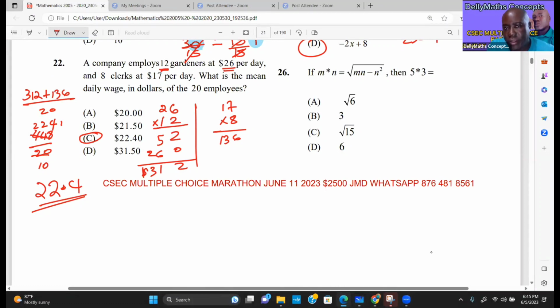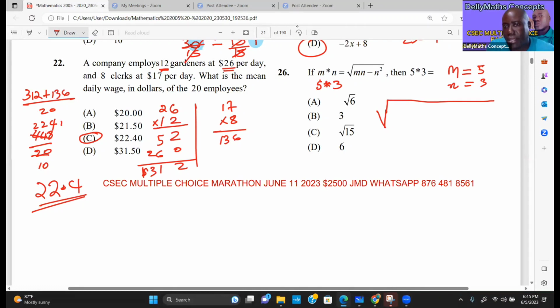I'm going to write this underneath here. They want you to do m*n, 5 asterisk 3. If you look at the order in which the things would appear, you would have realized that the m could be lightened to the 5 and the n to the 3. In other words, m is 5 and n is 3 based on the order in which they appeared. So all I'm going to do is substitute 5 for m and 3 for n. That's all I'm going to do.